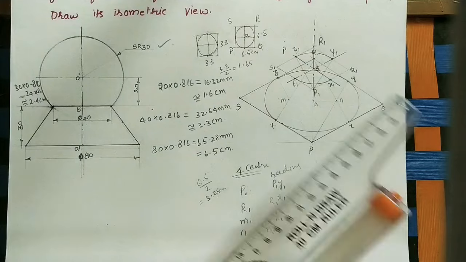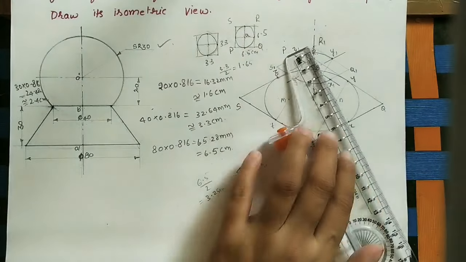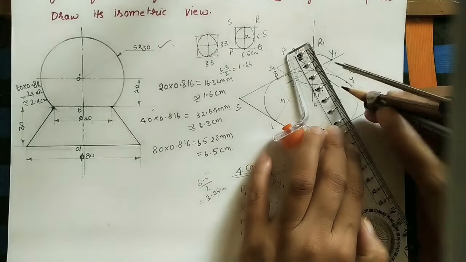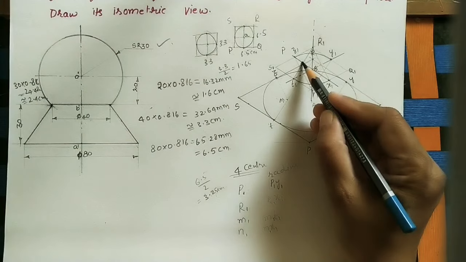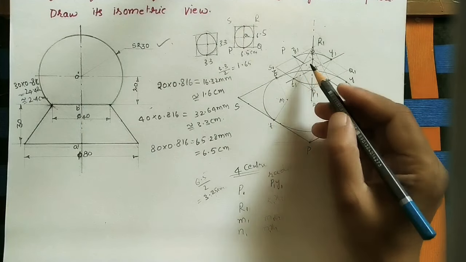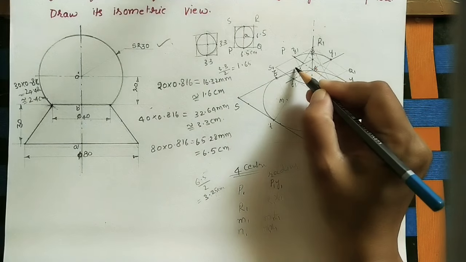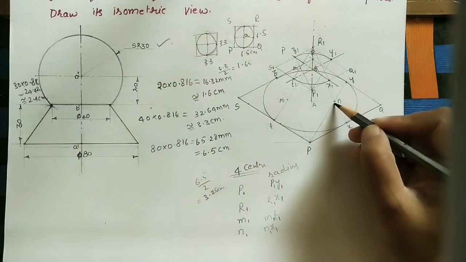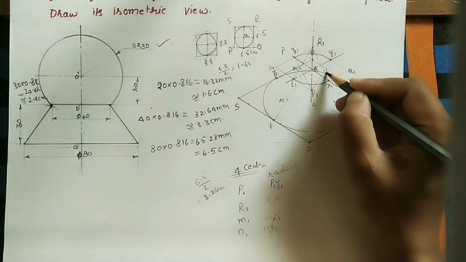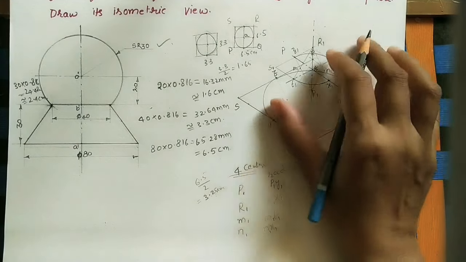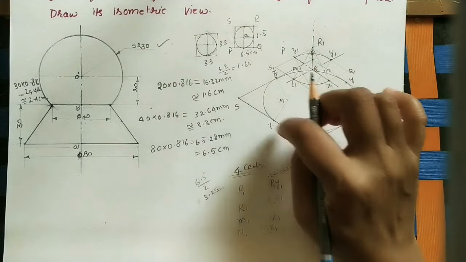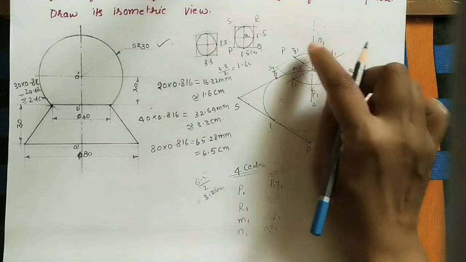Take this intersection point. Here we have given M, here give the name M1. Here we have given N, here we have given N1. Why I am comparing: we are following the same process. Whatever we are doing in this rhombus, in this rhombus also we are doing the same.